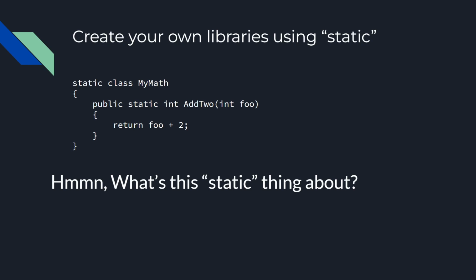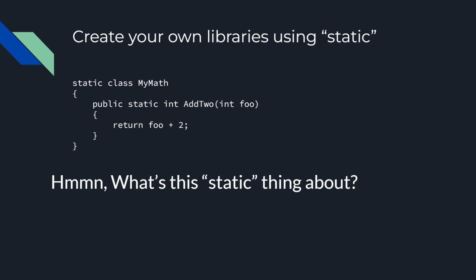So if you want to go further, create your own libraries, consider doing this, right? This is a pure library, a pure math library. It's a static class, meaning it has nothing that needs to persist. You cannot instantiate an object from this. It exists only for the purposes of providing functions, right? In this case, the static function.